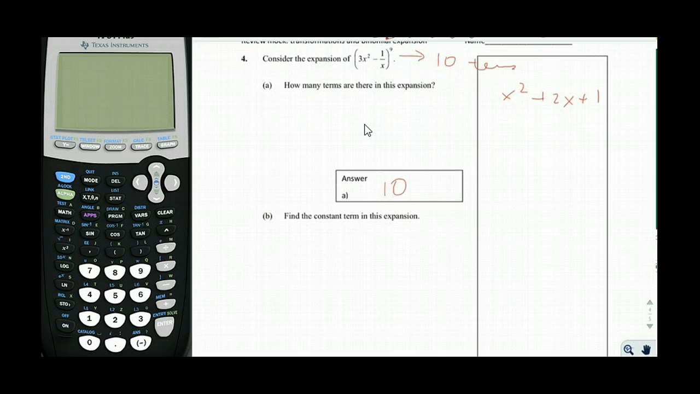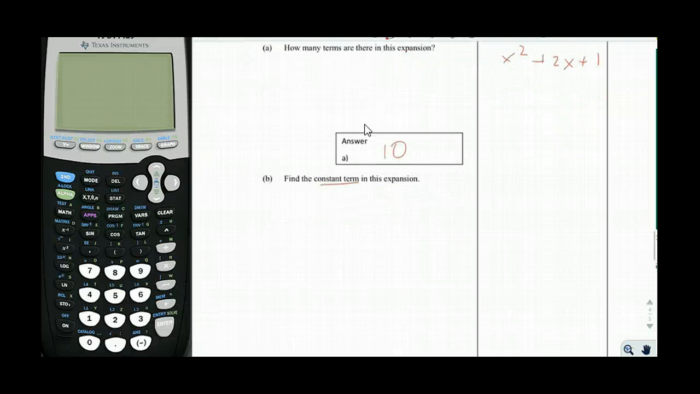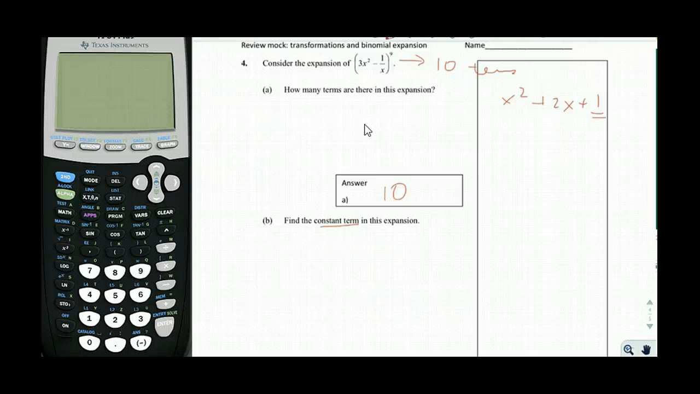And if you don't remember, you could just expand it out with Pascal's triangle. Find the constant term in this expansion. A constant term means the term that doesn't have any variable multiplied times it, okay? Normally, it's the last term, but look at this one. The a here is equal to 3x squared, and the b here is equal to negative 1 over x. With this very strange a and b, you're going to end up with a constant term in a different place, okay?